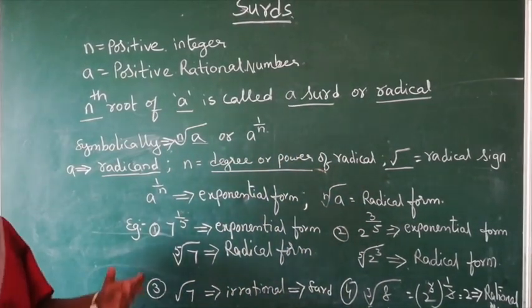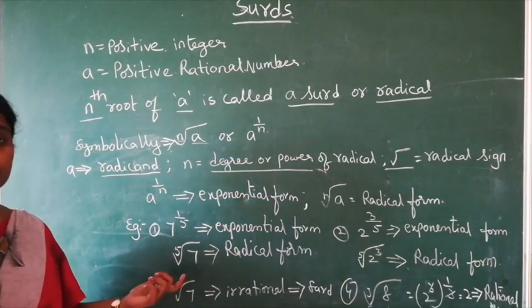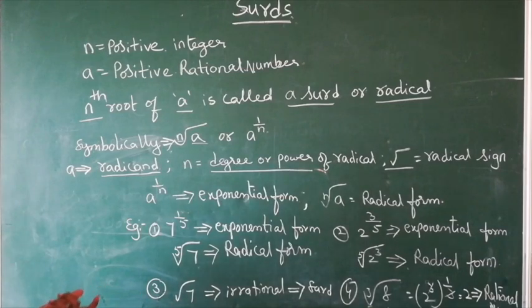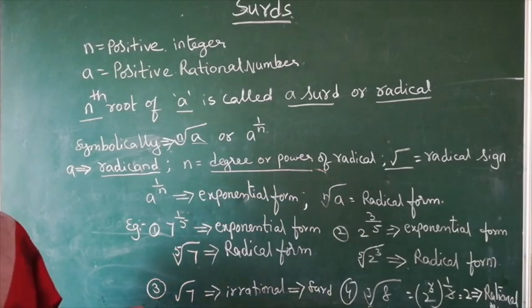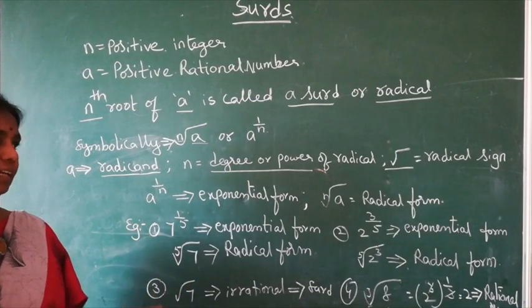Every irrational number is not a real number. But every real number is irrational. But every irrational number is not a real number.